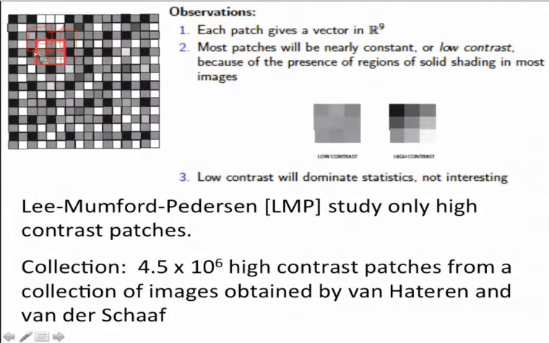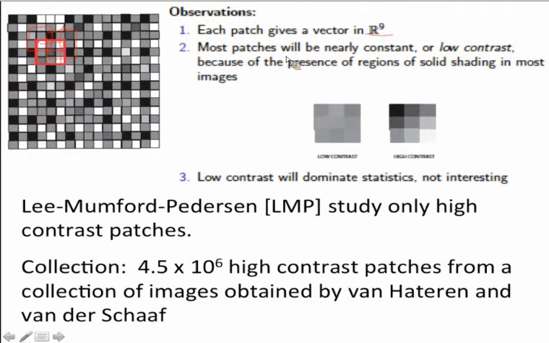Since they're 3 by 3, we get a vector in R to the 9, where each coordinate tells us about our pixel: medium gray, light gray, darker gray. So we'll get numbers for each of these. We'll get 9 numbers.